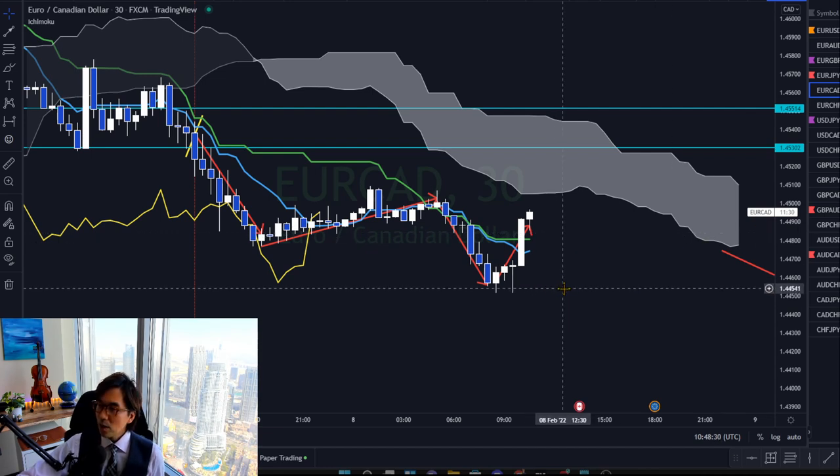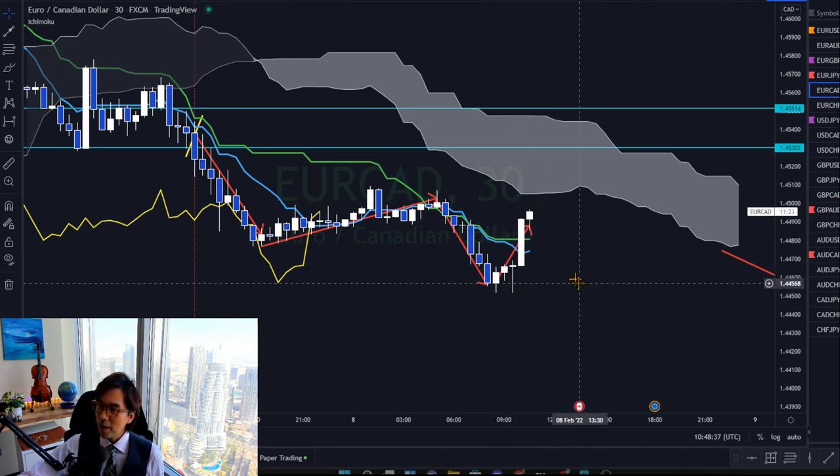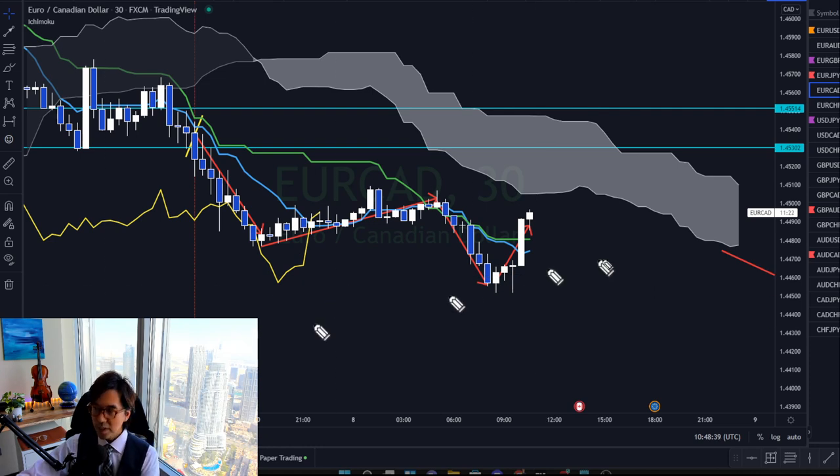So it looks like Euro CAD is coming backwards now, so this is not a good time to sell. We have to wait for the pullback and go down this way, otherwise we better not do anything like this. So simple mindset. We have to see things very simple.